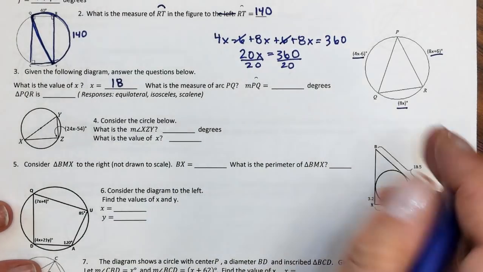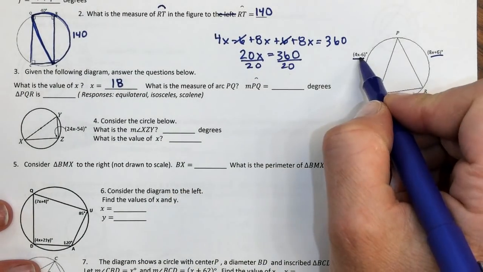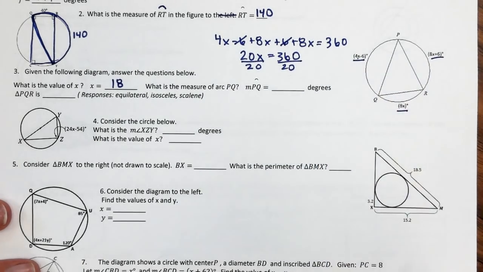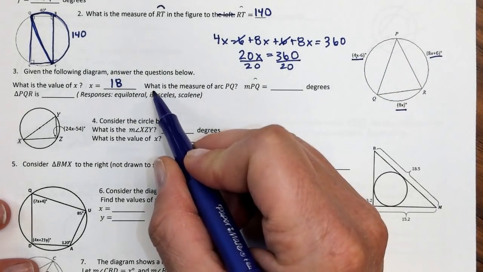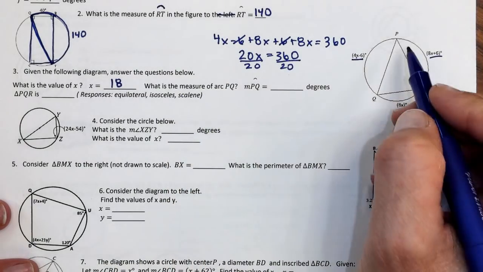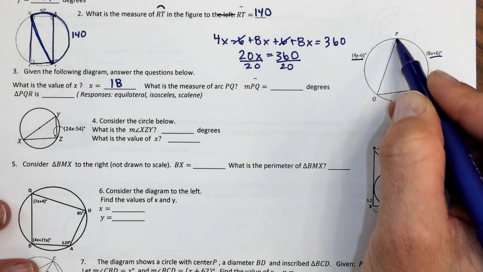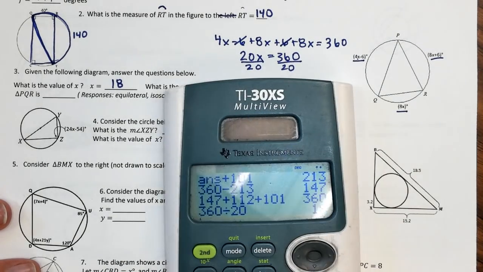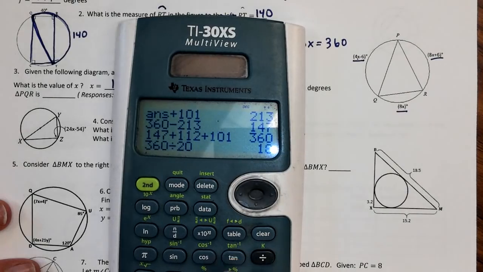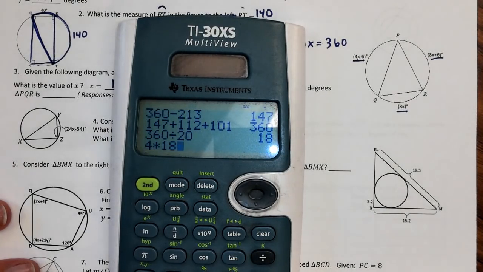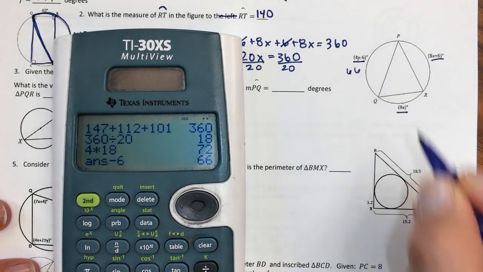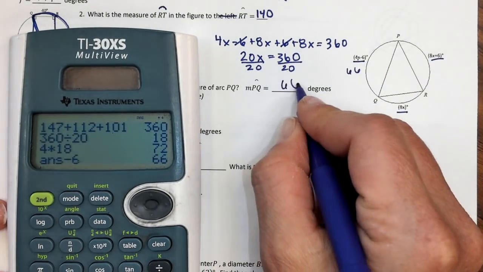Okay. So if we know that x is 18, then I can plug x back into all of these. They want me to find the measure of arc PQ. So PQ is this arc here, the arc measure. So I'm going to need to plug it in. So 4 times 18 minus 6, so 66 degrees.